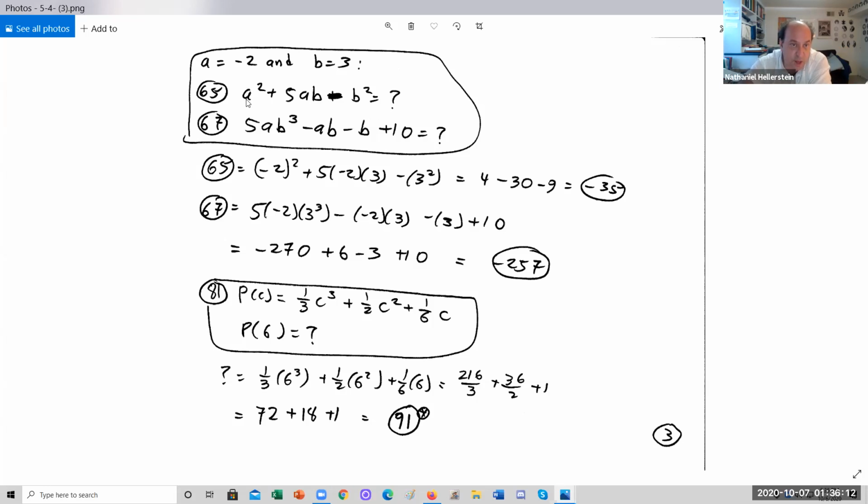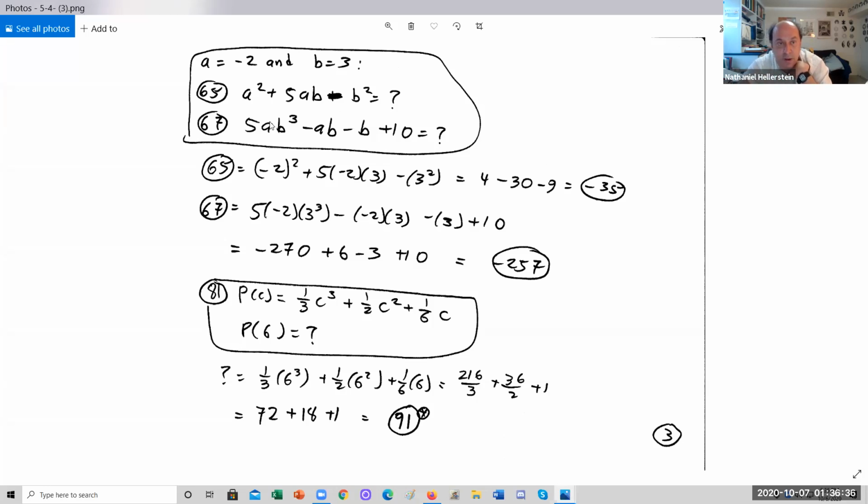So from this one, a squared, that's negative 2 squared, 5ab, that's 5 times negative 2 times 3, minus b squared, that's 3 squared. Okay, negative 2 squared is 4. 5 times negative 2 times 3 is a negative 30. Minus the 3 squared is minus a 9. 4 minus 30 minus 9, negative 35.